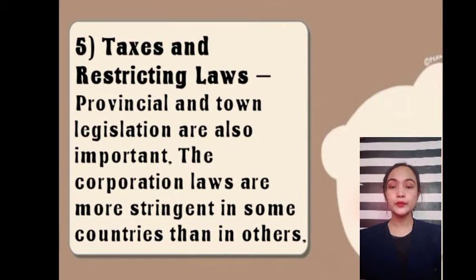And moving on to the next slide, we have here the fifth one, which is taxes and restricting laws. Provincial and town legislation are also important, and the corporation laws are more stringent in some countries than in others, and some enterprises are located in a particular country almost for that reason alone, as many American vessels fly the flag of Panama, and many French corporations are organized in Monaco. Wage and work hour legislation, zoning, as well as local restrictions and ordinances are typical legislative factors that point to the state and community attitude towards the industry.